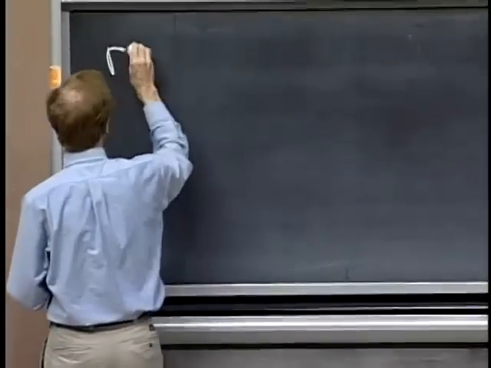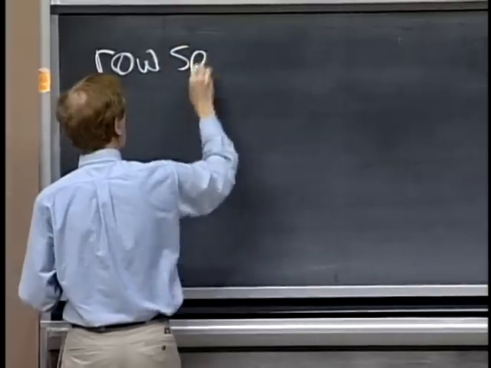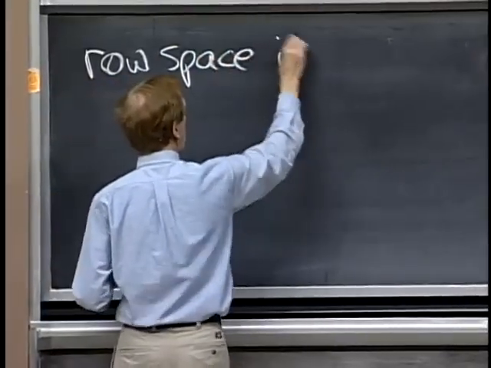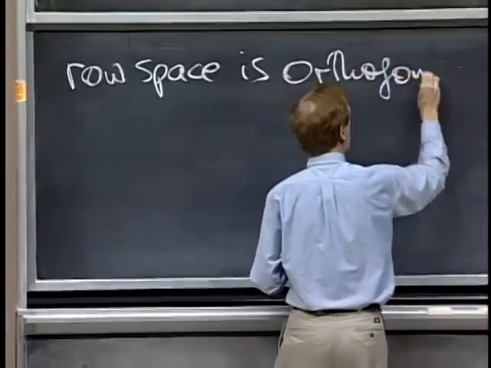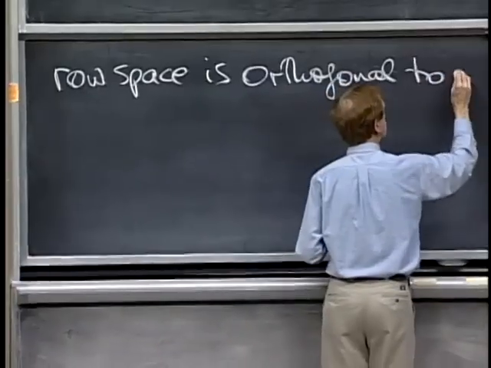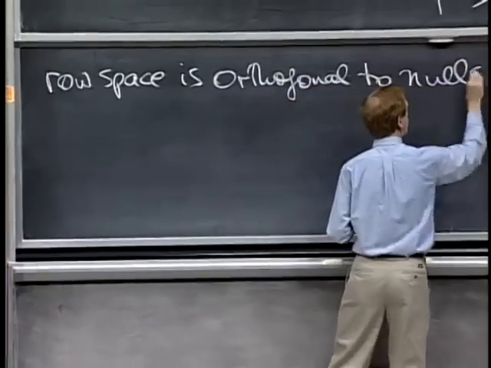So row space is orthogonal to the null space. Now, how did I come up with that?